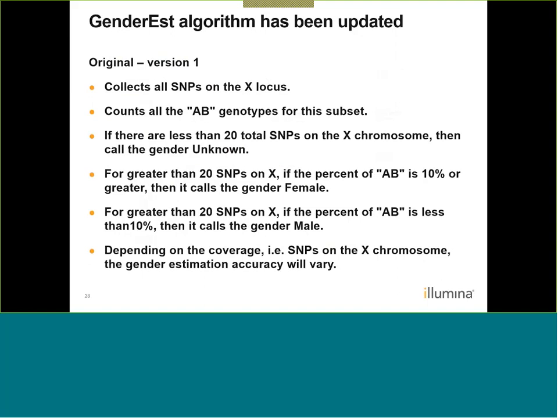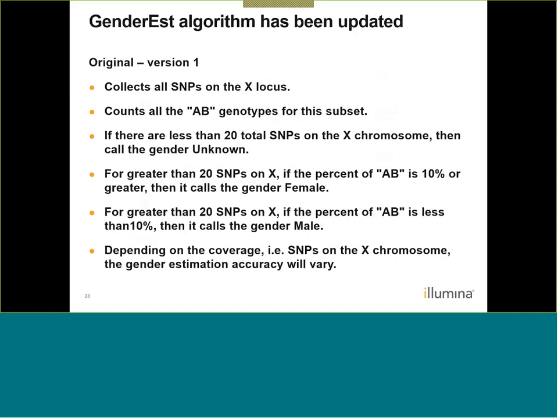In the original version of GenderEst, the algorithm collects all the SNPs on the X locus, and counts all the heterozygous or AB genotypes on the subset. If there are less than 20 total SNPs on the X chromosome, then the gender is registered as unknown. If there are greater than 20 SNPs on the X chromosome, and the percent of AB is 10% or more, then the algorithm calls the gender female.